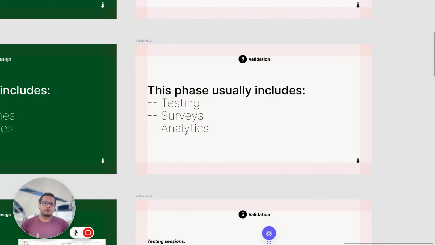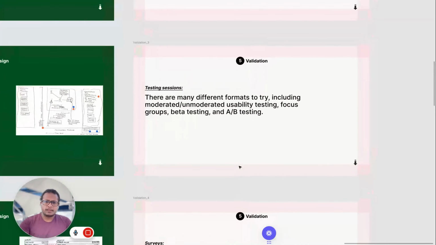What is the importance of this information? Let's discuss in detail. There are many different formats to try: moderated and unmoderated usability testing, focus group, beta testing. Like, okay, we made the building now. Now we are advertising the project and people are signing up, and when they're visiting, 100 people are coming, but just one customer signs up in a month. Whereas in another project, 20 people are coming, but every week they have one customer.